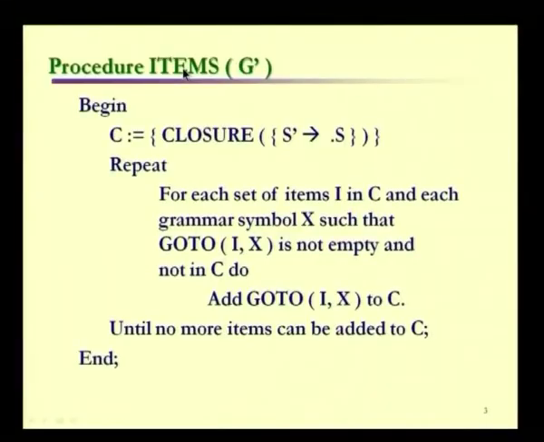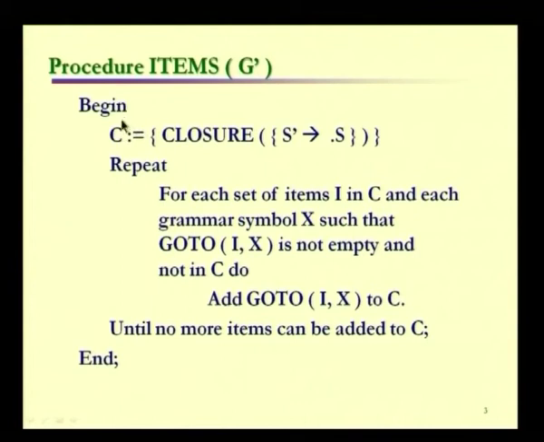Today we shall see how the LR(0) items are constructed, and first of all we shall see what are the functions being used for constructing the LR(0) items. So, the first one, we have the function called procedure items. What is given for that function is the G', which is nothing but the augmented grammar of the given grammar.